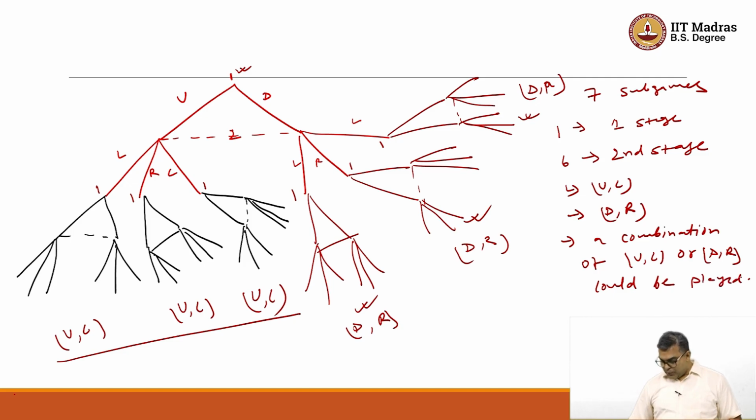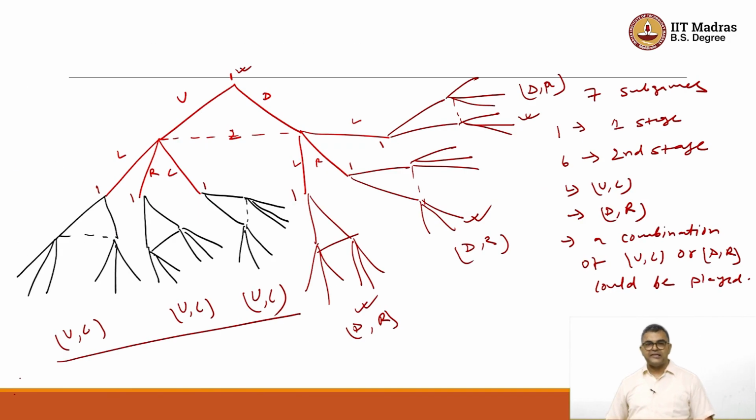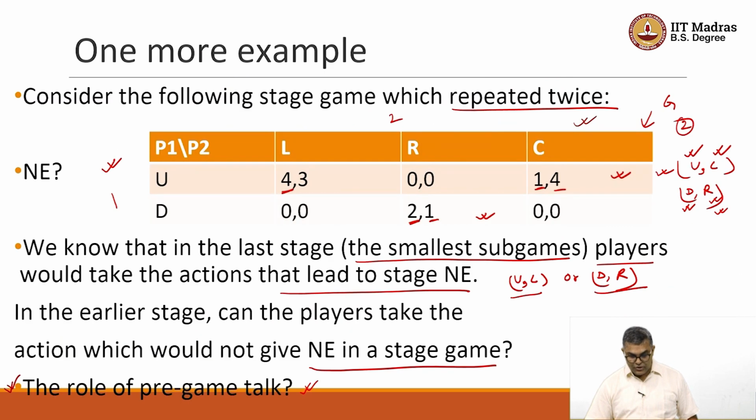And that's why we had said that there is a role of pre-game talk. So they can have a discussion that if you behave in this particular way, because if you pay attention to U, C or D, R, what happens? U, C is really good for player 2. Player 2 really gets a very high payoff, 4. And D, R is slightly better for player 1, because D here it's 2 in comparison to 1 here, but player 2 loses from 4 to 1, 3.